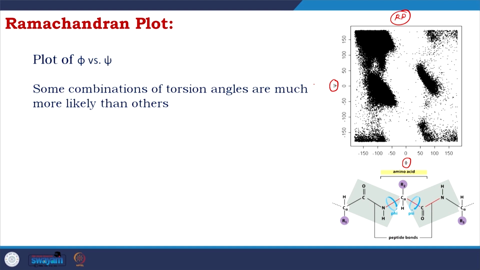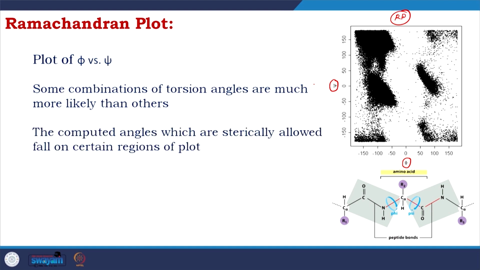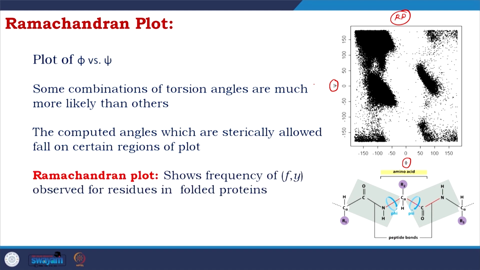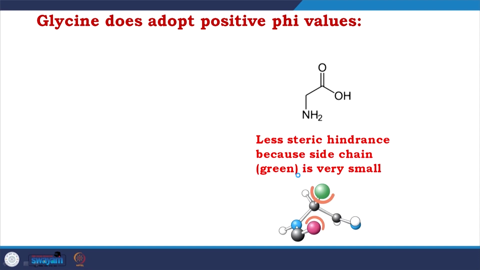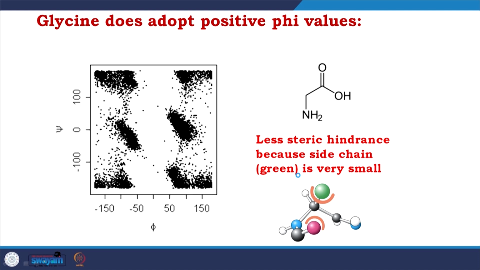Some combinations of torsion angles are much more likely than others. They have calculated them out. The computed angles which are sterically allowed fall on certain regions of the plot. It shows the frequency of phi and psi observed for residues in the folded protein. This is a representation of phi and psi. So when you consider glycine, because of the less steric hindrance, the side chain being only hydrogen, you get the plot mostly everywhere.